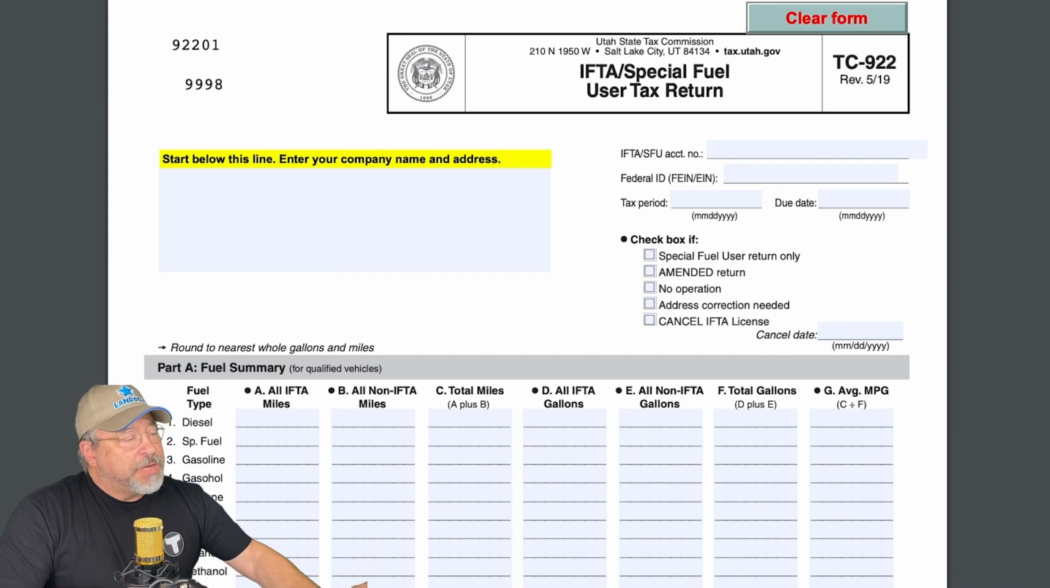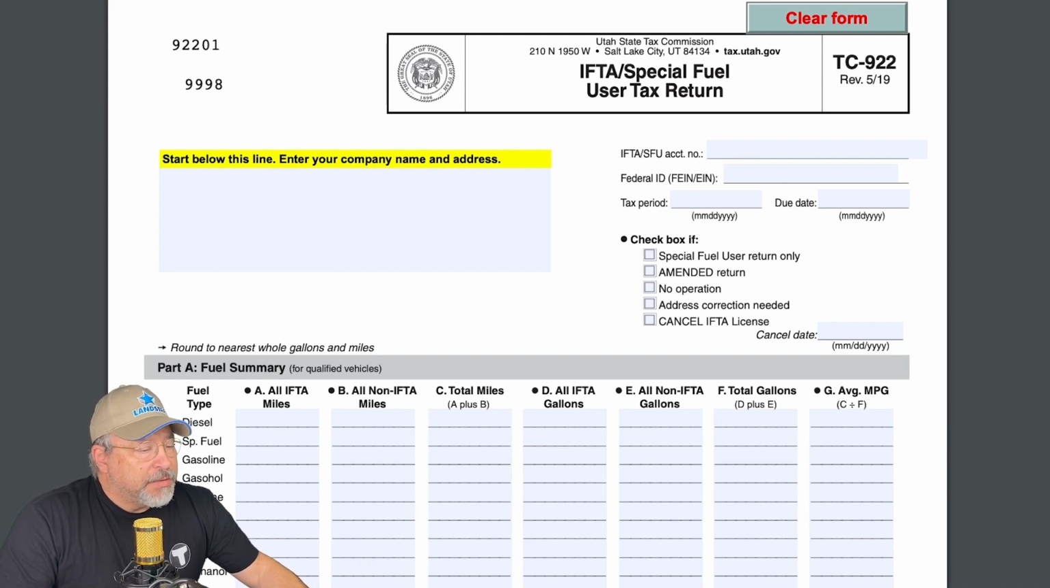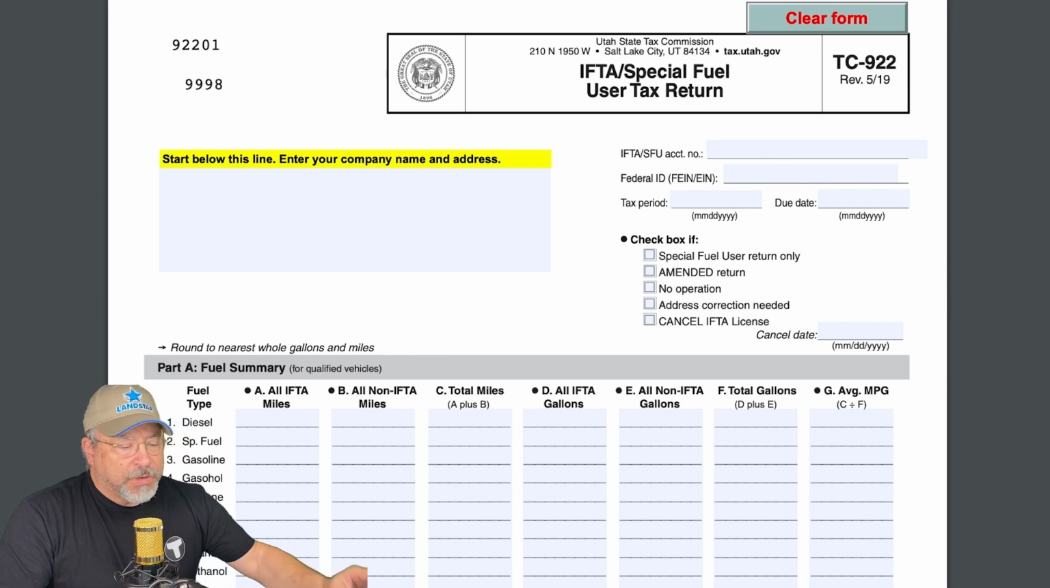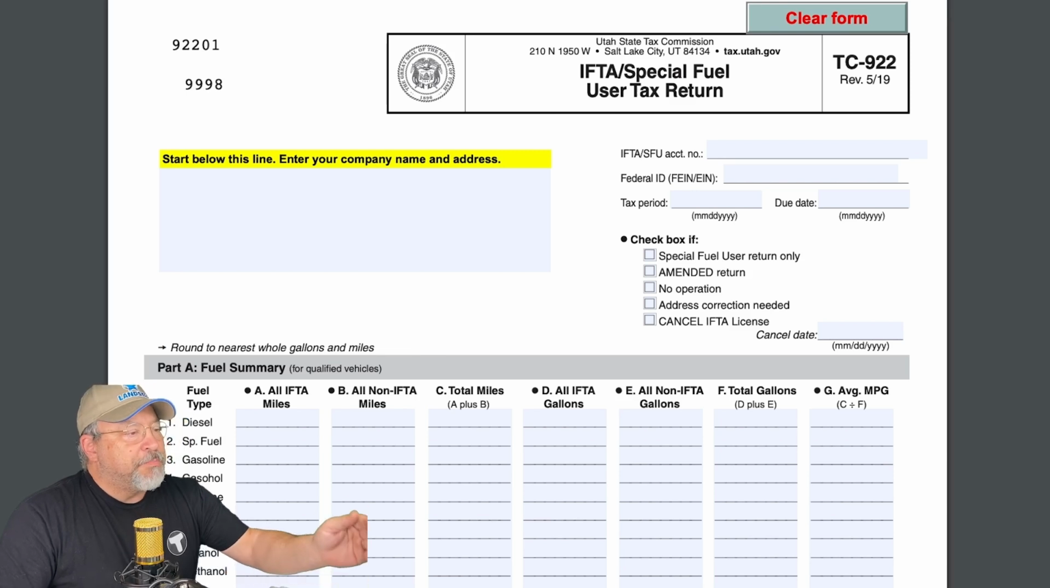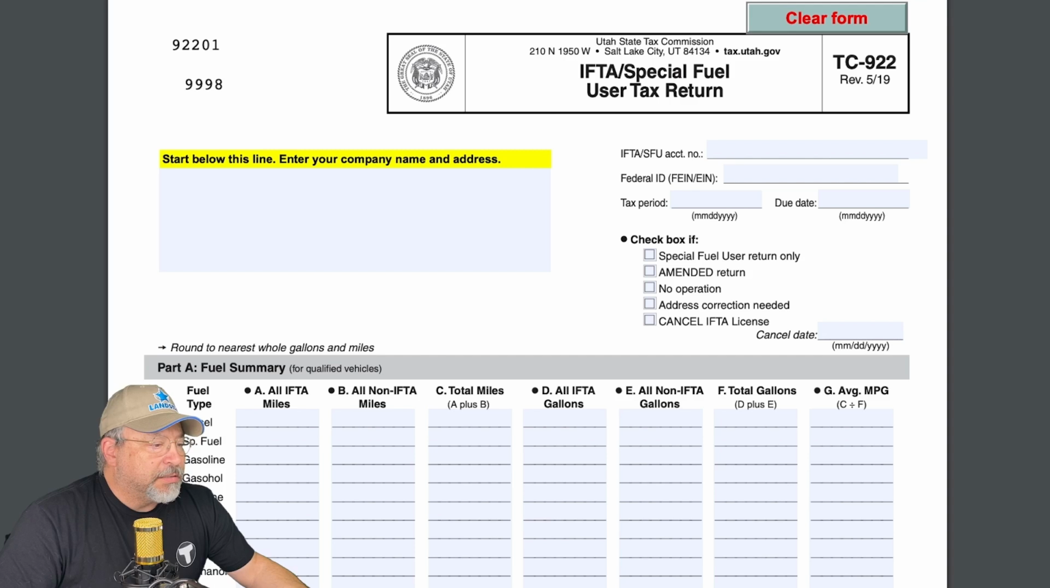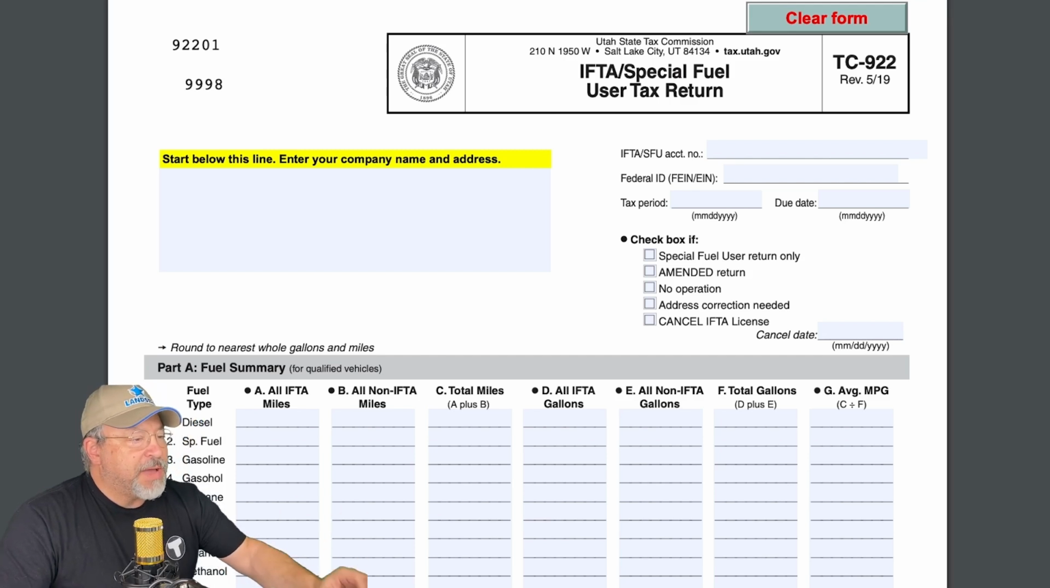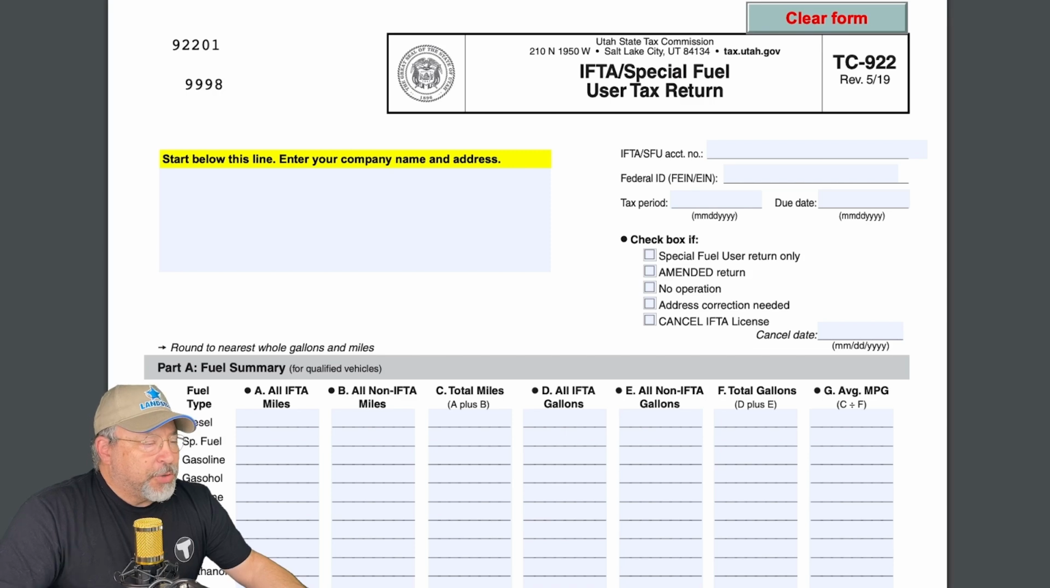Okay, so what I'm going to do is fill out my quarterly. This was a quarterly earlier this year, and I'm going to fill it out for Utah because that's my base jurisdiction. As mentioned in the first video, your IFTA report is always filled out wherever your base jurisdiction is. So mine's Utah. But what you need to know is this form and the information on it is not standard, but the same things will be asked on other states' forms. It might be formatted a little bit different, but it's going to be pretty close to this.